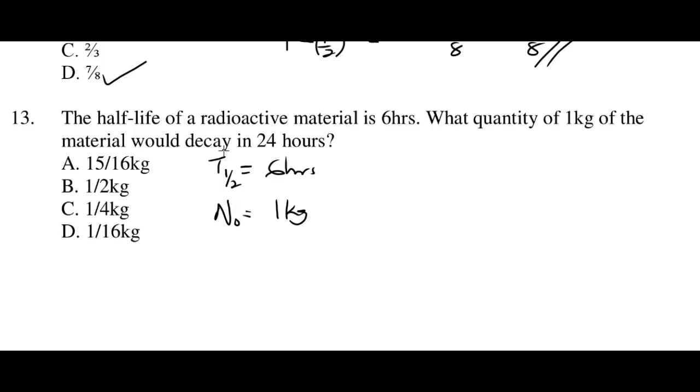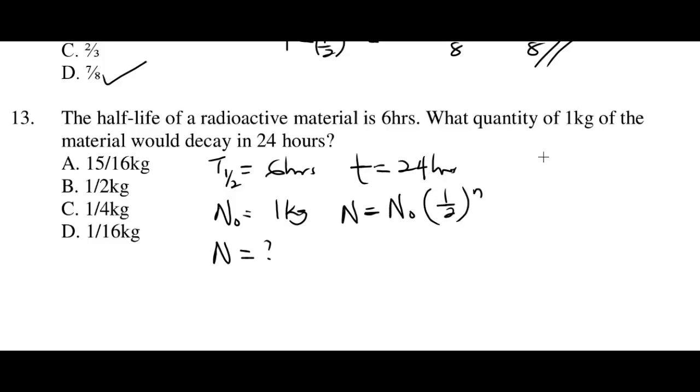Before we can know what quantity will decay, we need to first find the quantity remaining. Alright, that's N, we don't know. And here they gave us 6 hours. That's our half-life. Then they said what quantity would decay in 24 hours. That's time elapsed, 24 hours. So our formula remains N equals N naught into half to the power of n. So our n, don't forget, is t over half-life. That is 24 over 6, and that is 4.